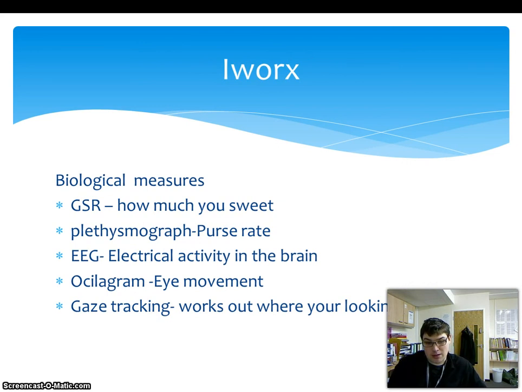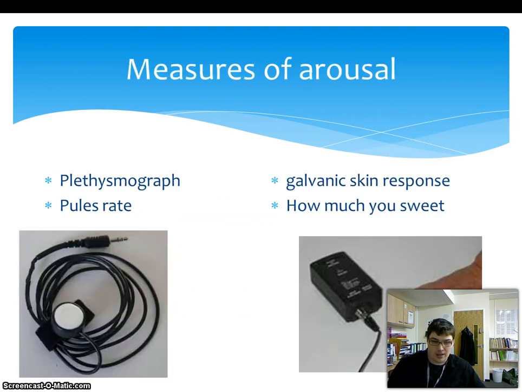Next thing we'll want to look at is iWorks, which is the physiological measures of the kind of biopsych. So we've got things like the galvanic skin response, measuring how much you sweat, the plethysmograph, measuring your pulse rate, EEG, electrical activity in the brain, and the oscillogram, which is your eye movement, and the gaze tracker, which is where you're actually looking. And we'll go through each one of these in turn.